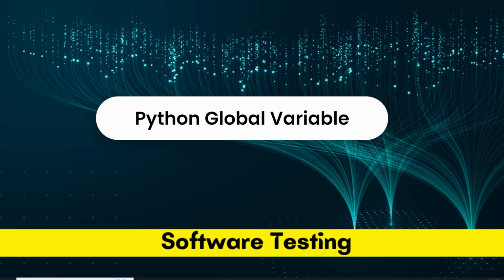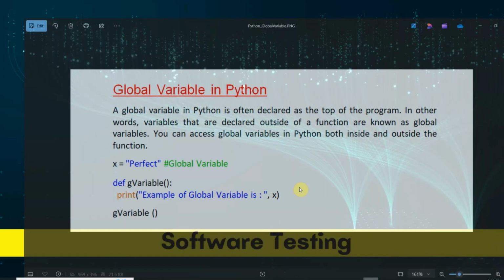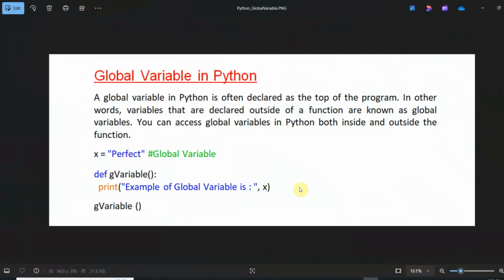As part of the Python tutorial, today I'll talk about Python global variables. The first question: what is a Python global variable? A global variable in Python is often declared at the top of the program. In other words, variables that are declared outside of a function are known as global variables. You can access global variables in Python both inside and outside the function.